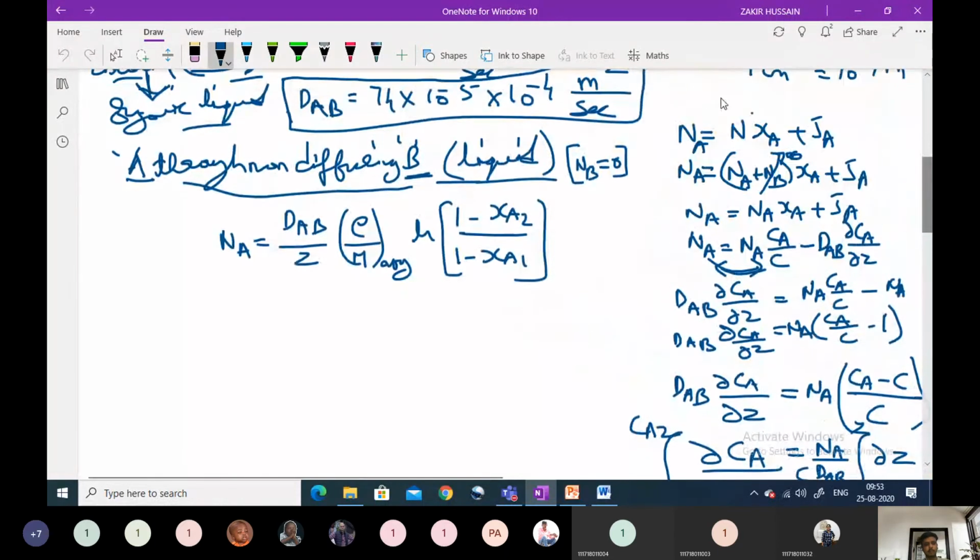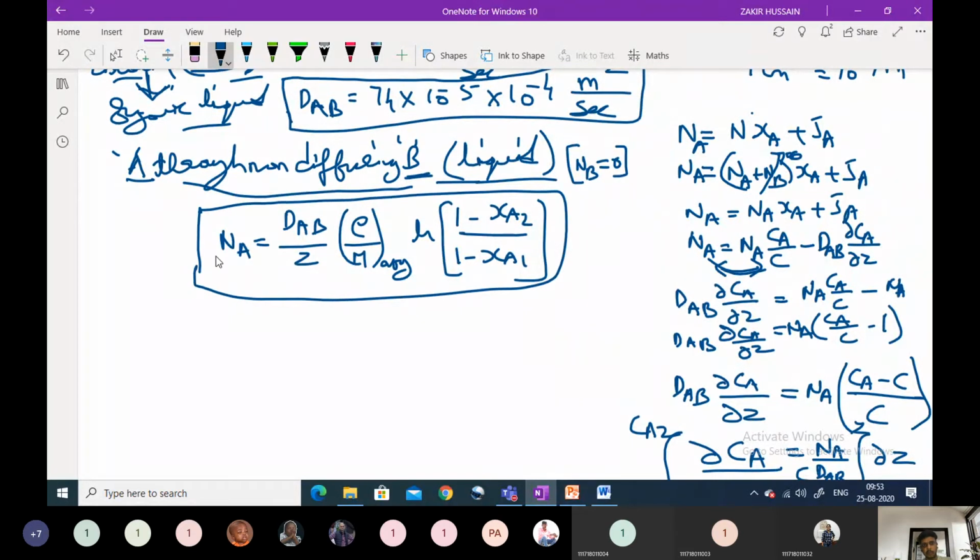So same formula we are using here. What are the quantities which are required to estimate this one? We already know what the quantities are. XA2 is nothing but 6.8%, and this is 10%. DAB is already given, Z is already given. So rho by M average, what is this? Average of density by molecular weight. So we have to calculate all the parameters, which they have given in weight percentage.